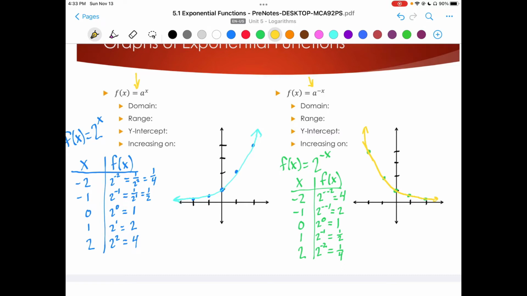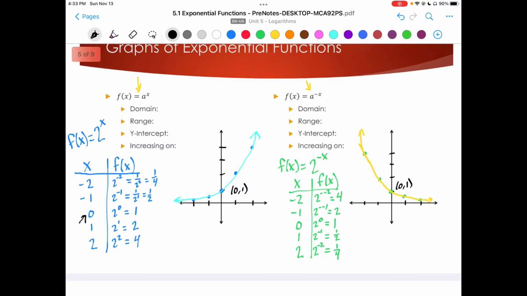So you can see they are just kind of reflections of one another, but you'll notice specifically that they both cross the y-axis at 1. And that's because when we plug in 0, when it crosses the y-axis, that's when x is 0. In both of these, anything to the 0 is 1. So that's why you keep seeing that y-intercept of 1, because anything to the 0 power is 1.